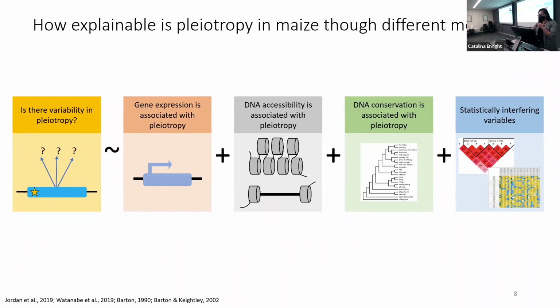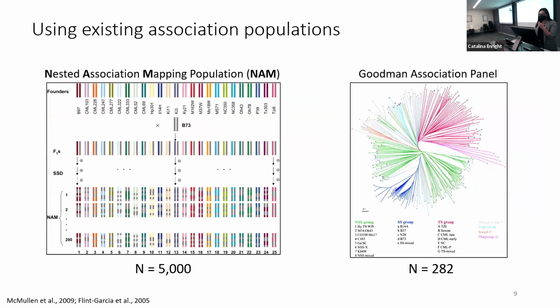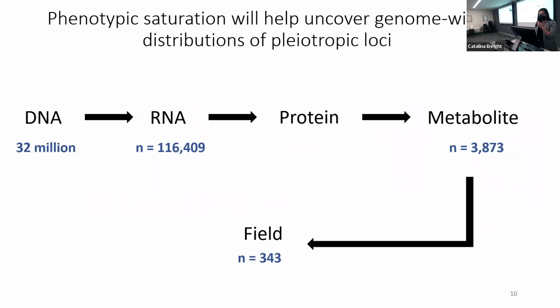And so all together, this builds a really cool model that we can then test to see how pleiotropy is impacted and controlled within maize. In order to do that, we use two existing mapping populations, the Nested Association Mapping Panel, or NAM, and the Goodman Panel. Our hope, with all the phenotypes that are already available in these populations, is that we would get phenotypic saturation in order to uncover the genome-wide distributions of pleiotropic loci across the central dogma of traits.